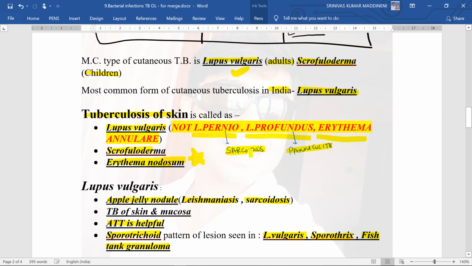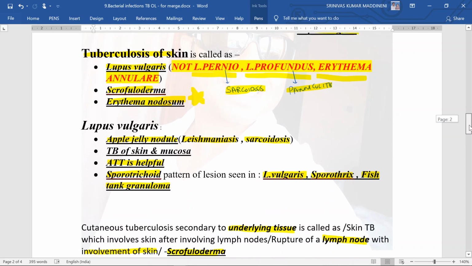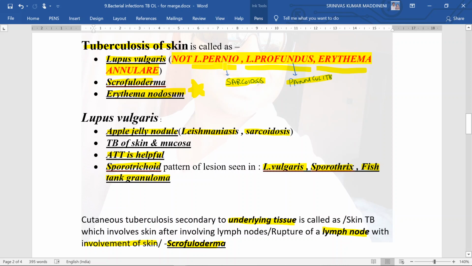Erythema nodosum can be considered as a tuberculosis if these are present in the options for an all-except question. Otherwise, erythema nodosum is also not a type of skin TB. And on lupus vulgaris: on diascopy of the lesions, we can see apple jelly nodules. Apple jelly nodules are also seen in leishmaniasis and sarcoidosis.